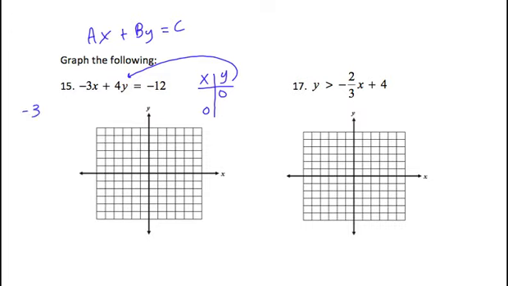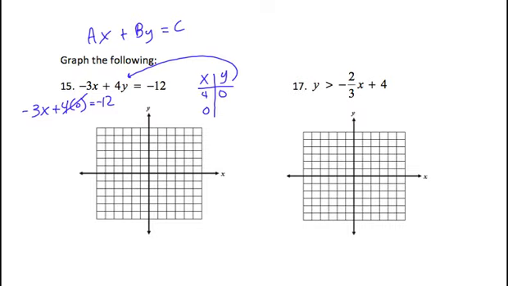So I have negative 3x plus 4 times 0 equals negative 12. So this 4 times 0, of course, is just 0. That term's going to drop out, and then we're left with this little simple equation, negative 3x equals negative 12. Well, the solution to that is just going to be positive 4.